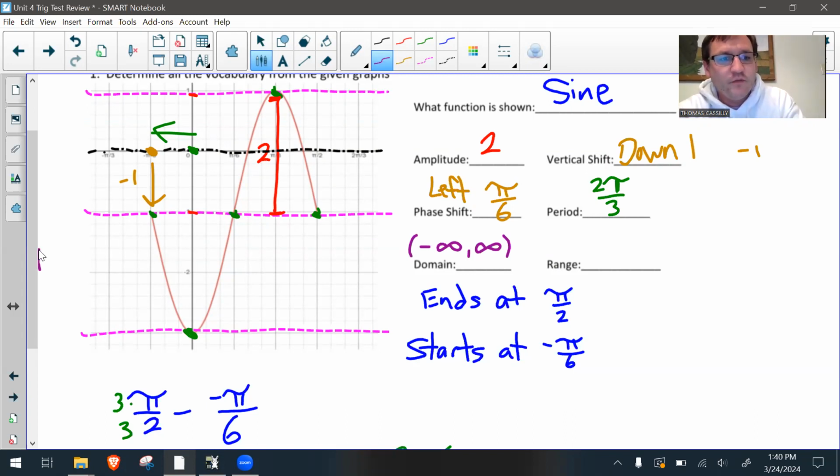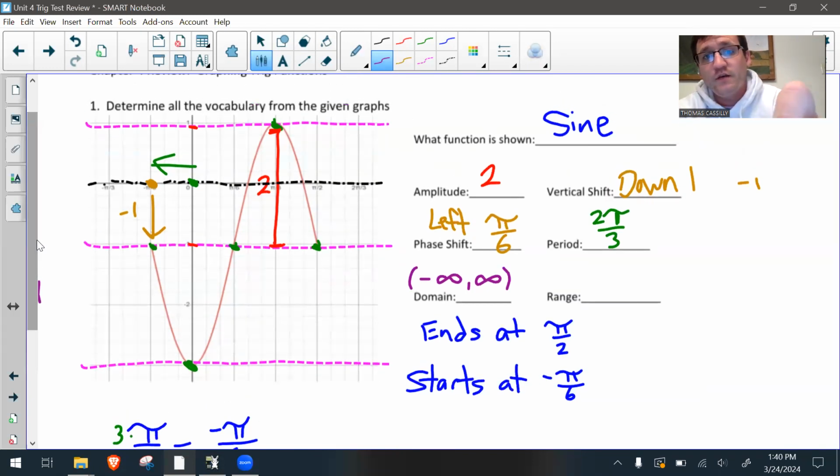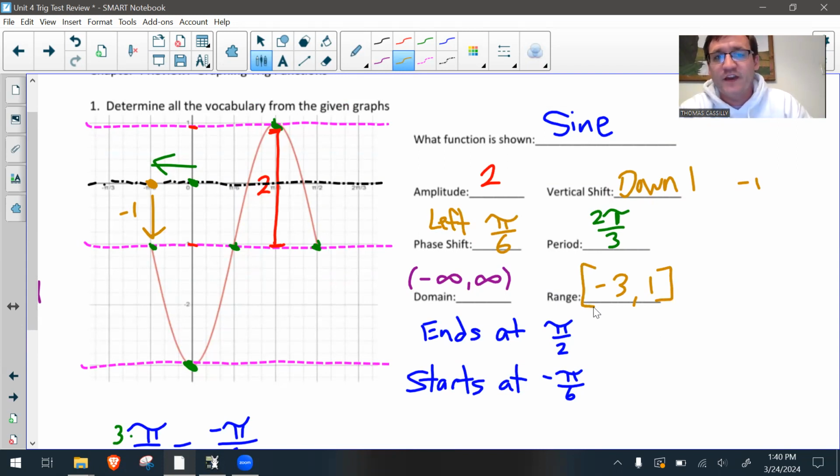And then the range on this one, just think, okay, what is the lowest point? The lowest point is at a -3. The highest point is at a 1, all right? And then put brackets on those because it's actually hitting -3 and it's actually hitting +1.